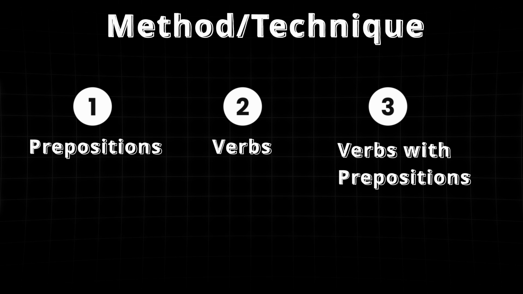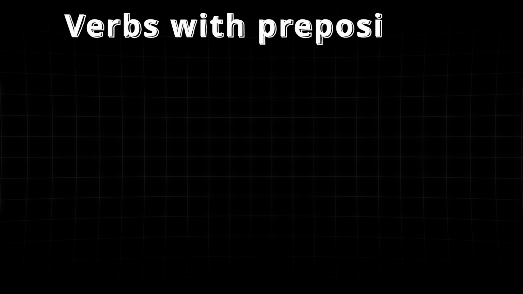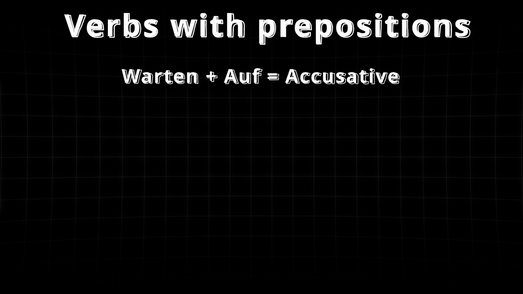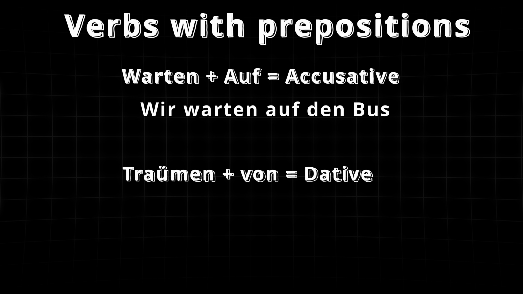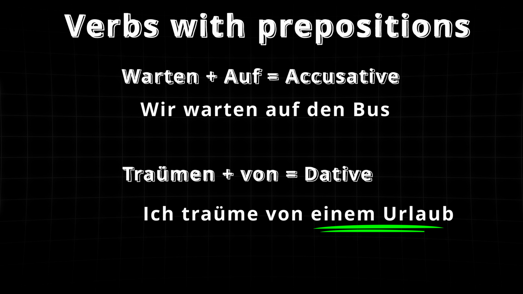Method 3. Verbs with prepositions. Some verbs act like a package deal. They always come with a specific preposition. For example, warten auf is accusative. "Wir warten auf den Bus." Träumen von is dative. "Ich träume von einem Urlaub." Here also you can use the prepositions. You see von, as we already know it's dative. That is why "ich träume von einem Urlaub." And there are a bunch more, and I want you to learn these verbs and prepositions together. They always come together, so you have to learn them together. And that helps a lot in the exam, trust me.